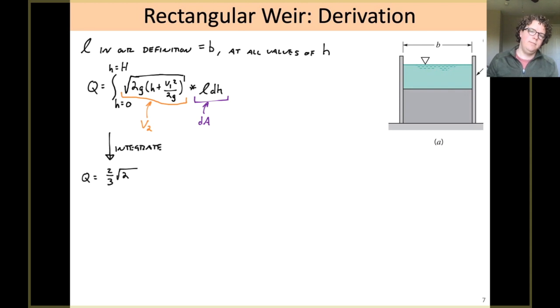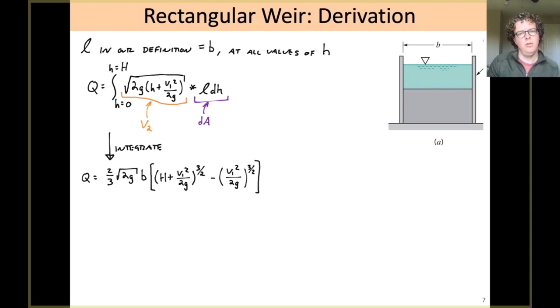If you go ahead and integrate, you get a fairly ugly looking equation here. Discharge is equal to 2/3 times the square root of 2g multiplied by the width b, and all of that multiplied by the quantity of h plus v1 squared over 2g to the 3/2 power, minus that velocity head upstream, also raised to the 3/2 power. This is a complicated looking equation, but it's also not particularly handy to us, because not only do we need to know the geometry of the weir, b, we also need to know the depth of water flowing over it, capital H, and we need the upstream velocity.